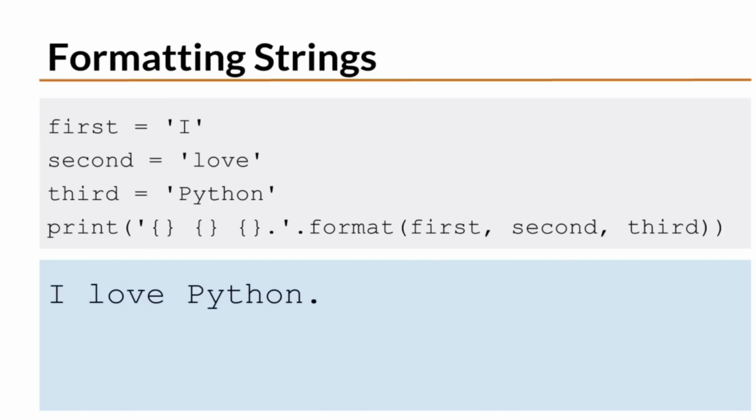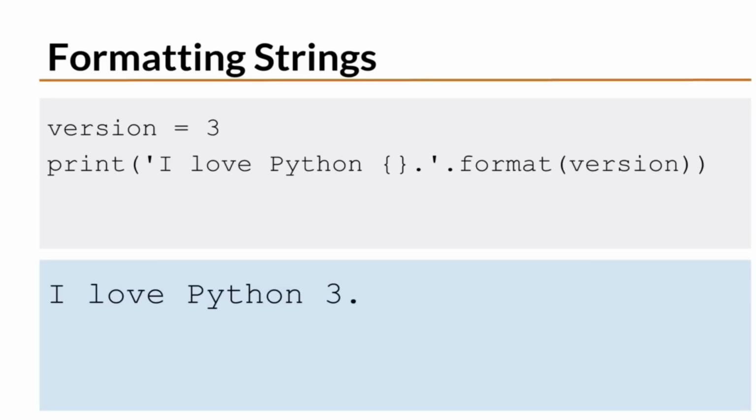Here's an example of formatting strings using variables. We don't have to explicitly pass a string to the format command. Again, variables just represent the values that they contain, and since these variables, first, second, and third, represent strings, then we can just pass those into format. In this example, the first placeholder gets replaced by the first variable, the second with the second, and the third with the third, and we end up with the string I love Python.